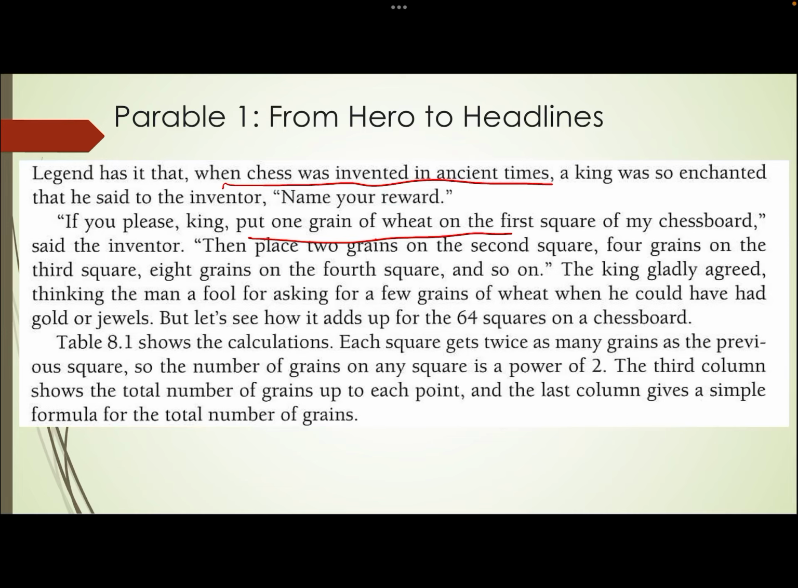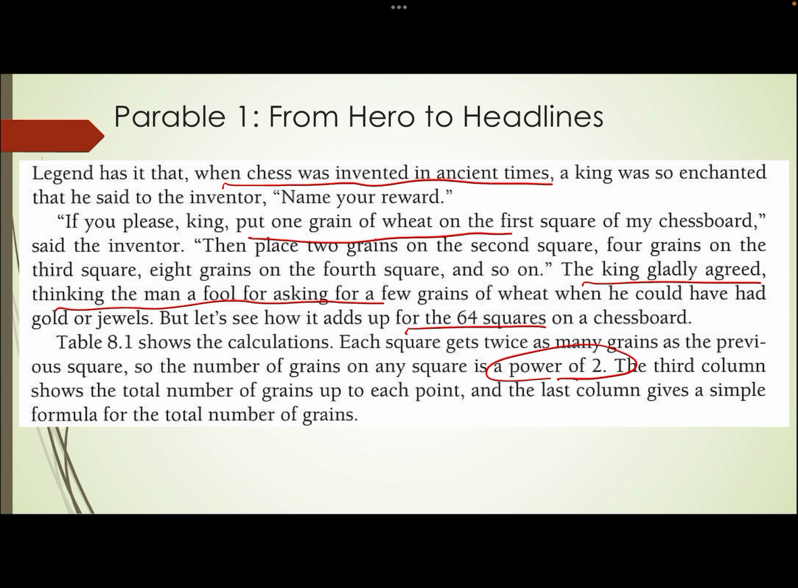The king gladly agreed, thinking the man a fool for asking a few grains of wheat when he could have had gold or jewels. But let's see how it adds up for the 64 squares on the chessboard. So the calculations: each square gets as many grains as the previous, so the number on any square is a power of 2. This is a table I'm going to show you, and you can look back on it. It's in your book or it's in your notes.